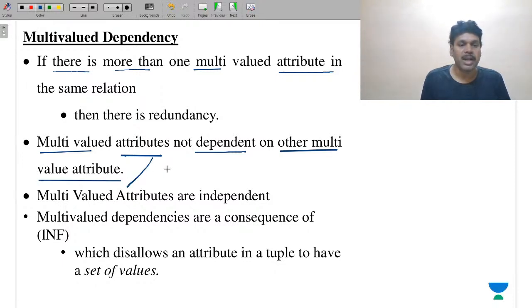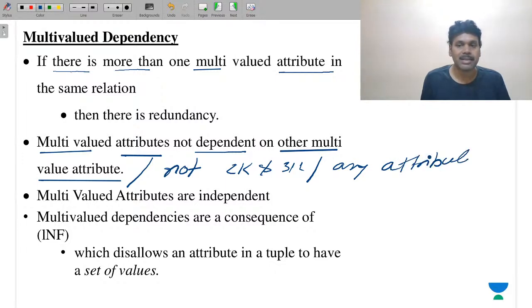Not only any other multi-value attribute, they also do not depend on a candidate key, a super key, or any attribute. They never depend on anybody else, as each is to be treated individually. And the next important point is that multi-value dependencies are a consequence of 1NF.